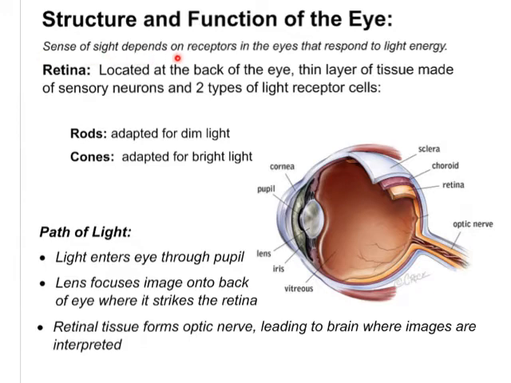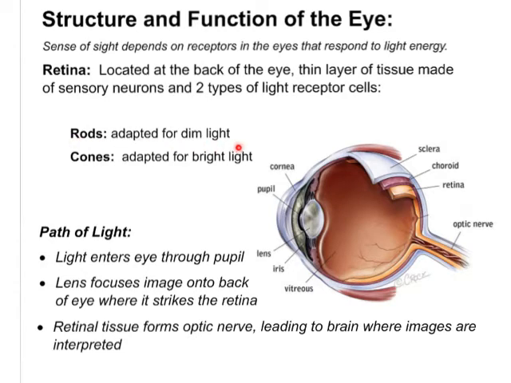The sense of sight depends on receptors in the eyes that respond to light energy. If we just take a look at this diagram, we can look at all the different parts of the eye, their structure. The retina is right here, this layer, mainly at the back of the eye. It's the thin layer of tissue made of sensory neurons and two types of light receptor cells. You've probably heard of these, the rods and the cones. So those make up the retina.